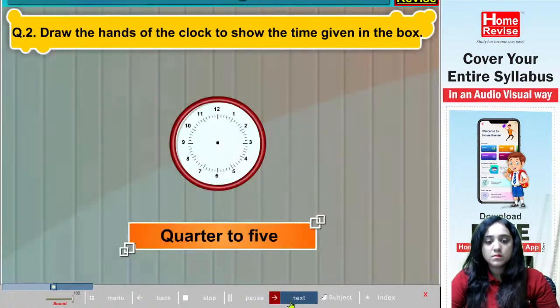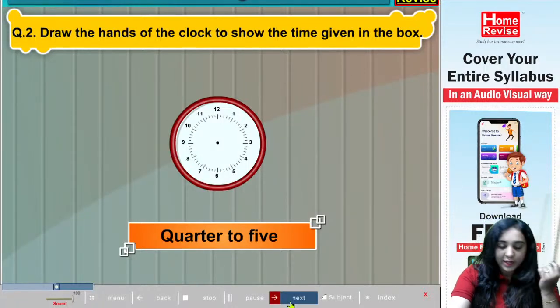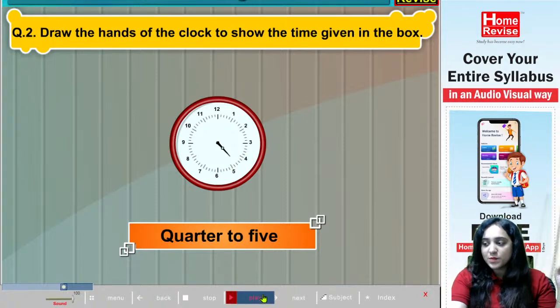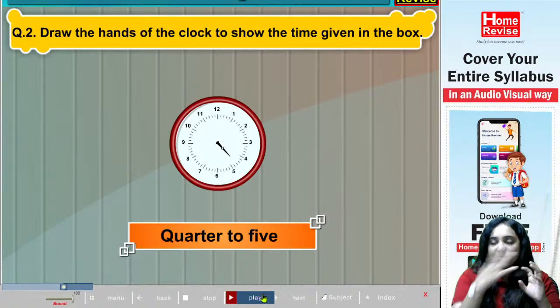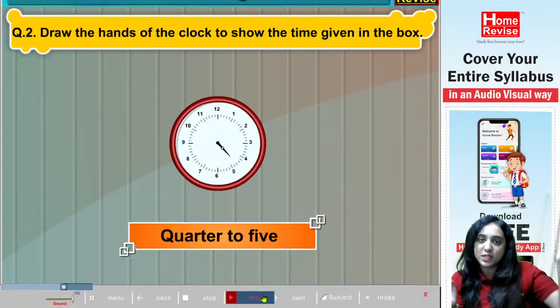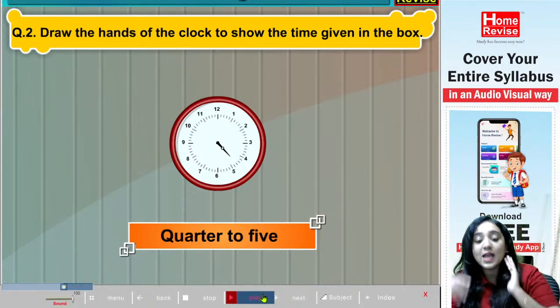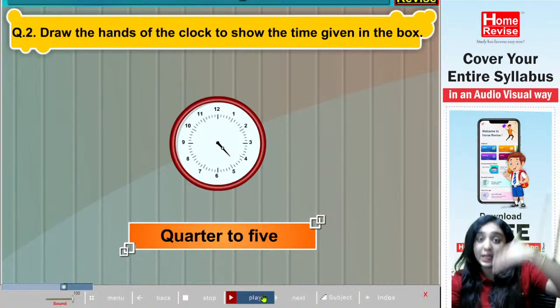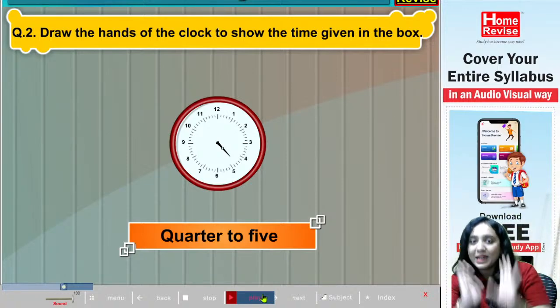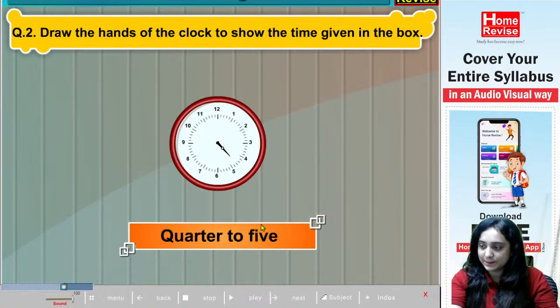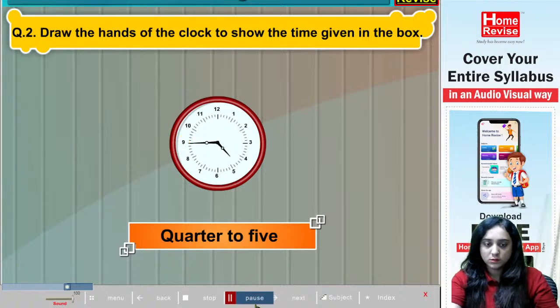3. Here the time is quarter to 5 or 4:45. So the hour hand is between 4 and 5. Now don't get confused. It is not quarter past 5. Quarter past 5 means after 5 o'clock a quarter has passed, that means 5:15. But here they are saying quarter to 5, meaning a quarter is pending to reach 5, that means it is 4:45. Okay? And the minute hand is on 9.